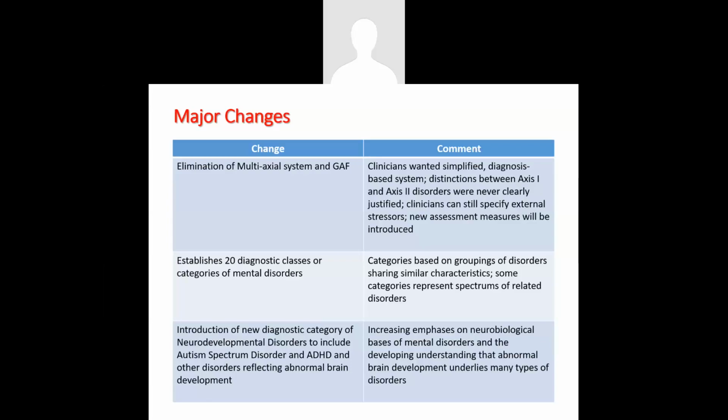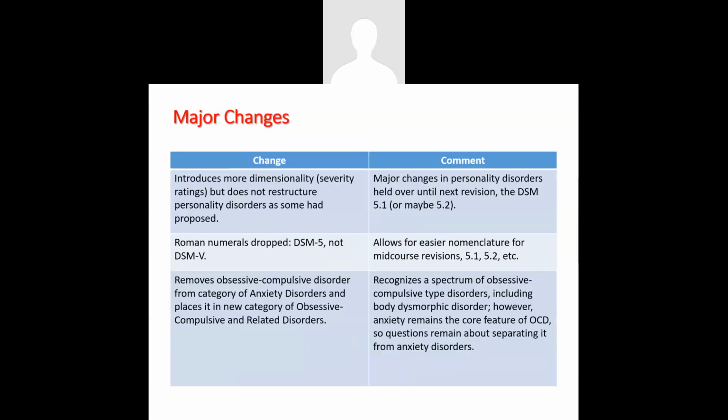We have established 20 diagnostic classes or categories of mental disorders. One of the big shifts that we'll talk a little bit about when we get there was the introduction of a new diagnostic category of neurodevelopmental disorders. And the big thing within this was that it included autism spectrum disorder and ADHD, as well as other disorders reflecting abnormal brain development. The big change was, I think, on the next slide. Oh, okay, not yet. We'll get there.